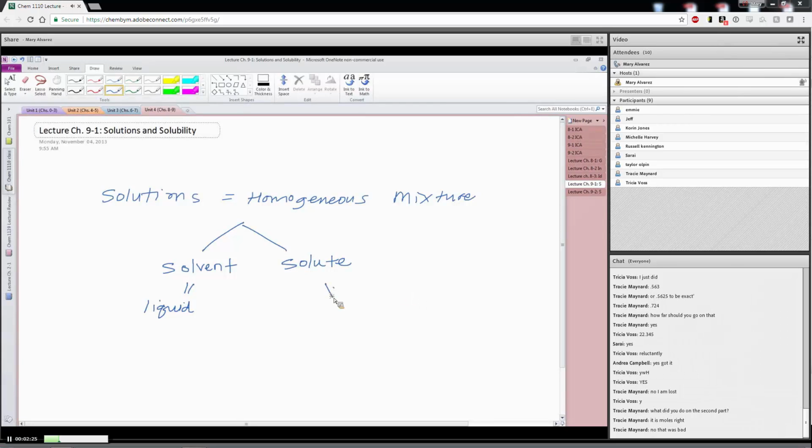And then the solute could be liquid, solid, or gas that is dissolving in the solvent.